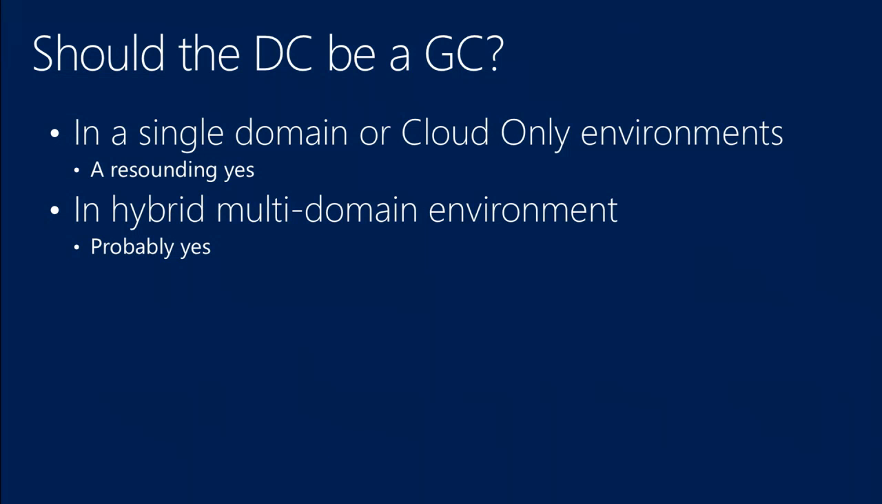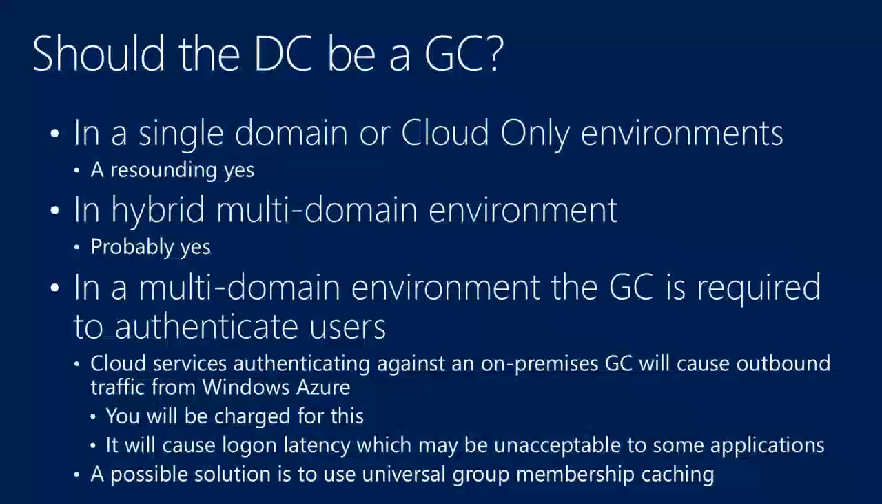And so, the answer is probably yes, because if you don't, and it's a multi-domain environment, the GCs will be needed for authentication. So what will happen is, up here, you've got DCs but no GCs, so there will have to be traffic across down to on-premises. So if you lose this link and you want people to come in and authenticate using your Windows identities, it's going to fail. Possible solution is to use universal group membership caching. That would actually get around that particular problem.